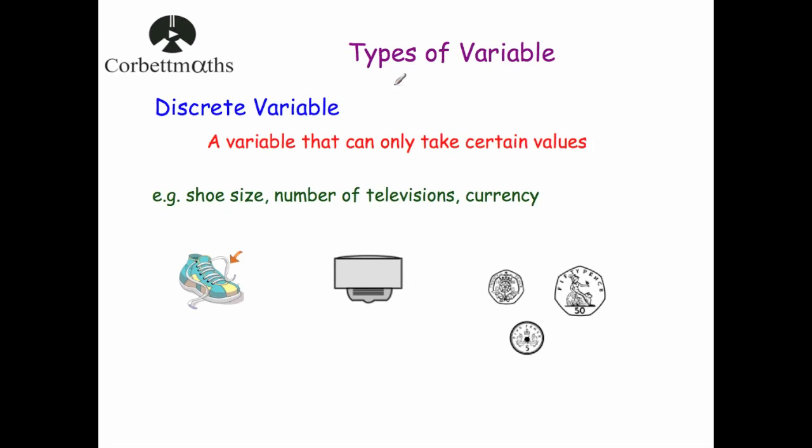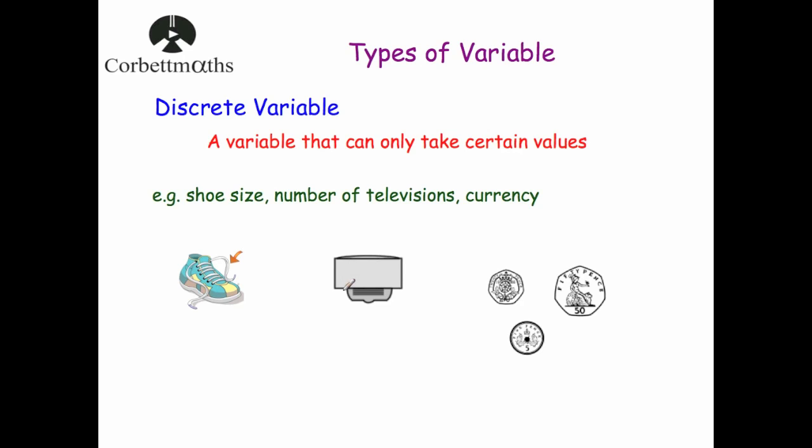Next, discrete variables. Now, a discrete variable or discrete data is a variable that can only take certain values. So there are ones such as shoe size. Shoe sizes are going to be 5, 5.5, 6, 6.5, etc. You don't get values in between those, so that's a discrete variable.